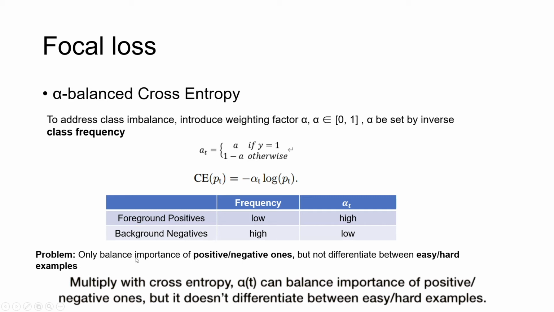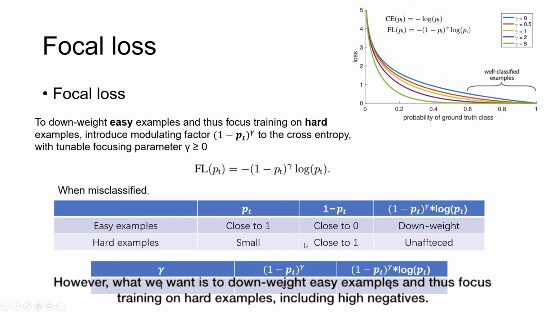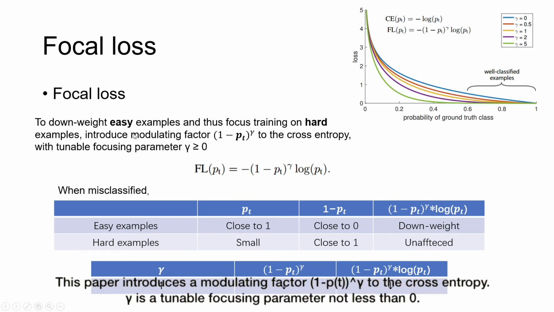FRT can balance the importance of positive and negative ones, but it doesn't differentiate between easy and hard examples. However, what we want is to downweight easy examples and thus focus training on hard examples, including hard negatives. So this paper introduces a modulating factor, 1 minus pt to the power gamma, to the cross entropy. Gamma is a tunable focusing parameter which is greater than or equal to 0. Then the focal loss function is like this.